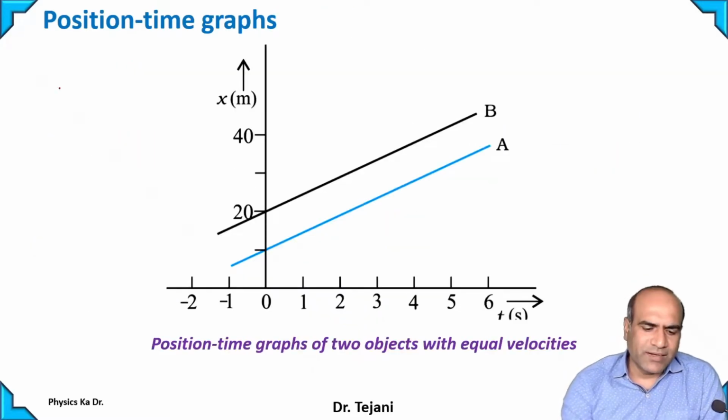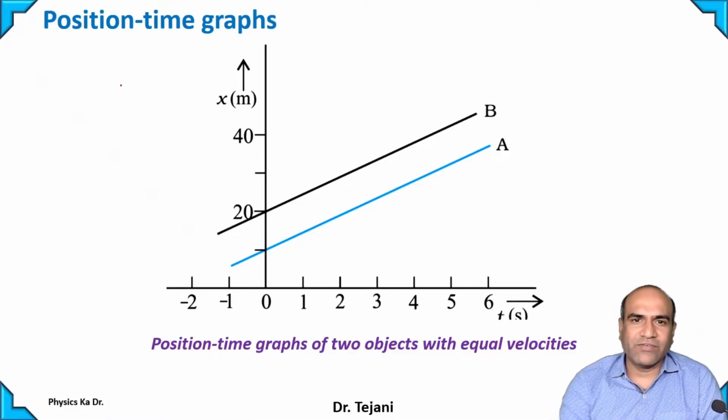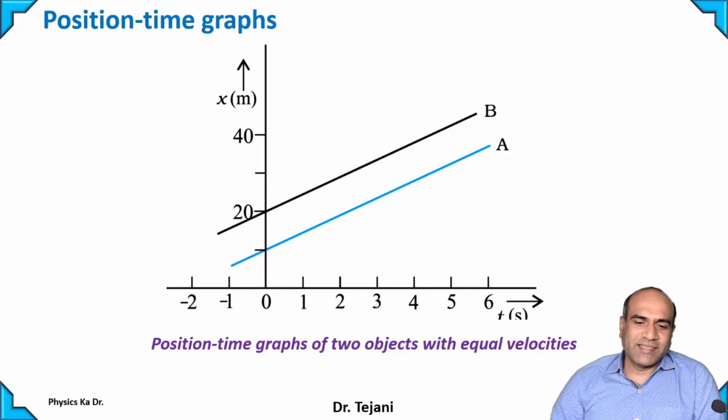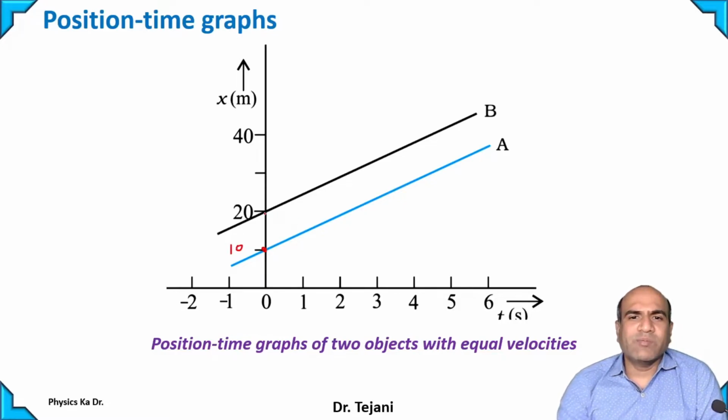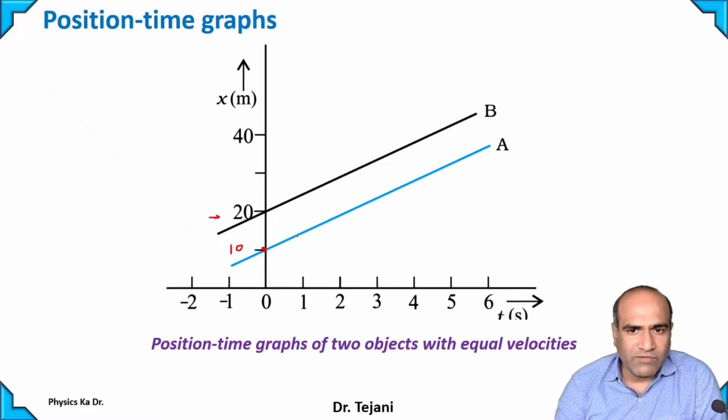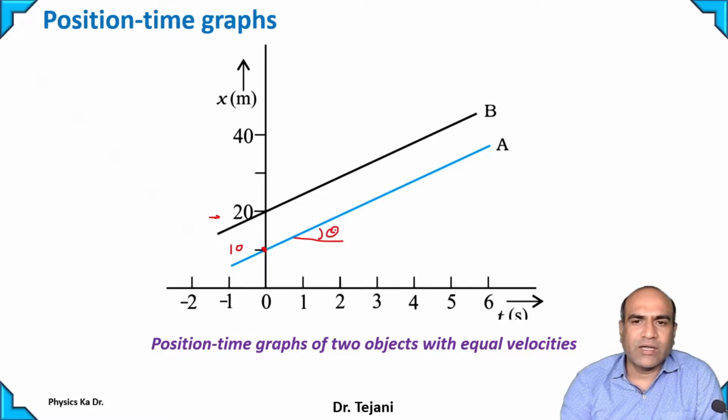So now we have a better understanding of position time graph. One graph is shown here as a sample position time graph of two different objects. Say for example, object A starts from distance 10, and object B starts from 20. And both are moving in a straight line. So what can we say for these two lines? If we take angle theta A and theta B, in this case, we can say theta A is equal to theta B.